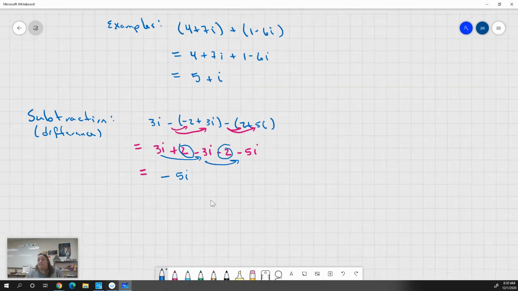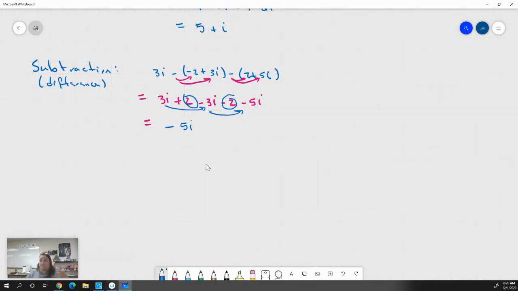And we can mix these up a little bit too, right? There's nothing that says we can't have our addition and subtraction together. So say I have 3 plus 2i plus 4 minus i minus 7 plus i.